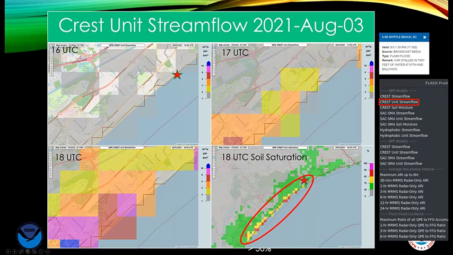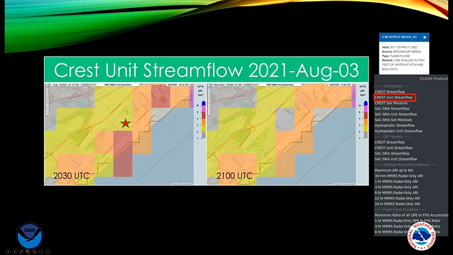So that's the CREST unit stream flow. This is run, remember, every 10 minutes. I just did one hour snapshots. And then if you notice at 2030, here's the unit stream flow, and it's got less. And then you can see at 21 UTC, even though there is still some stream flow due to the runoff, most of the convection has shifted to the north, and it's a lot less in this area.